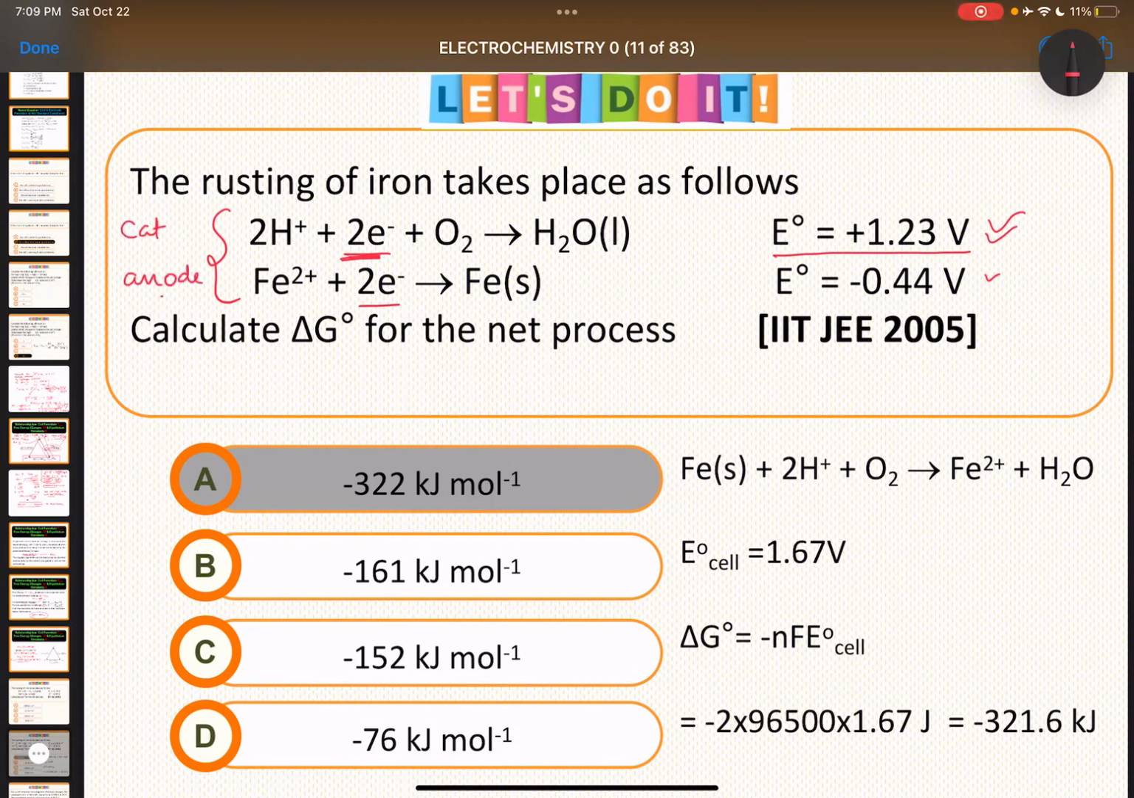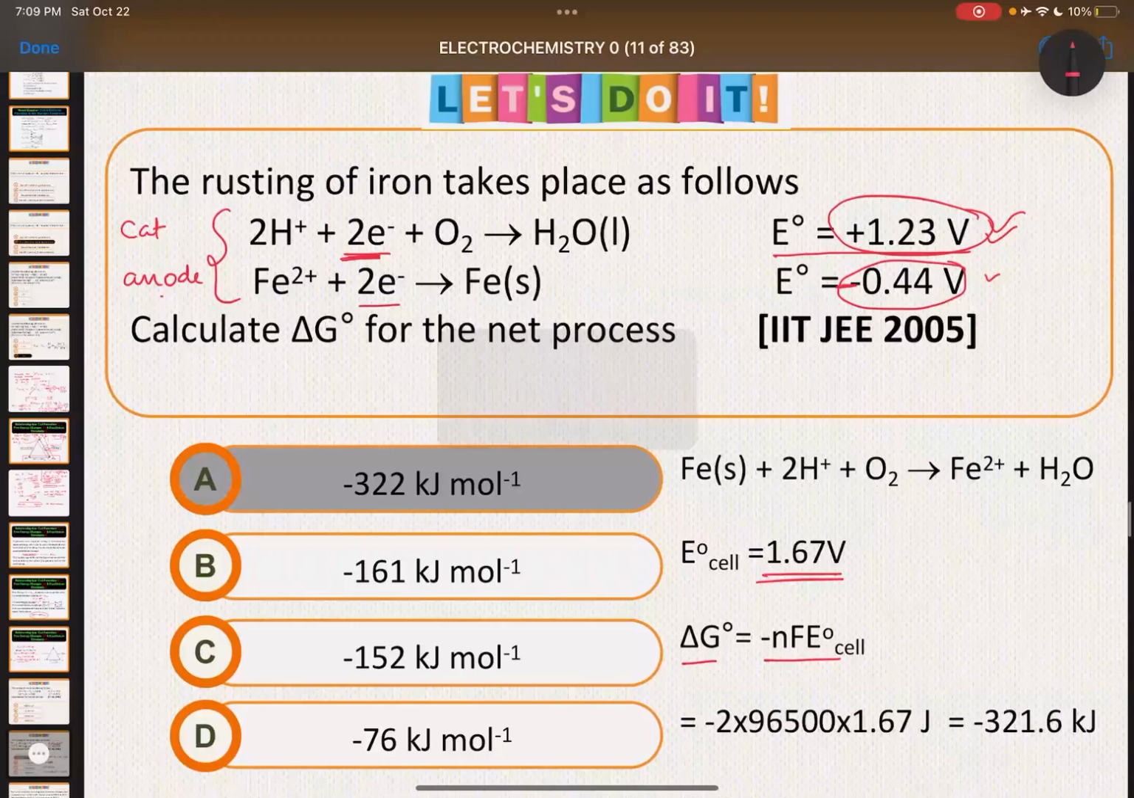Okay. So how are you going to make the equation? E cathode minus E anode. So what's going to be the EMF of the cell? E cathode minus E anode, and this is already minus, so minus minus is plus. It is going to be 1.67. Clear? And the delta G naught for this is minus nFE naught.